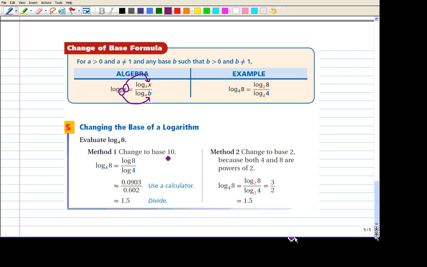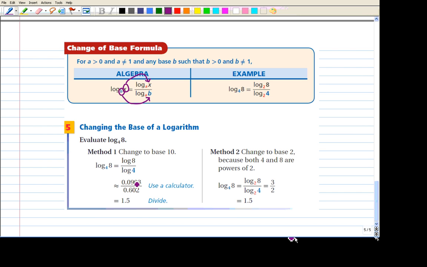So my method 1 is to change it to a base of 10. So I'd have log base 10 of 8 divided by log base 10 of 4. Well, 10 to something gives me 8, but I'm not really sure what that is. So you could take each of these things, plug it into the calculator, and you would get 1.5.